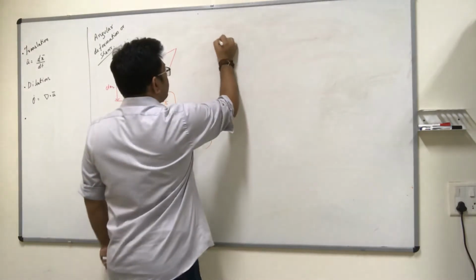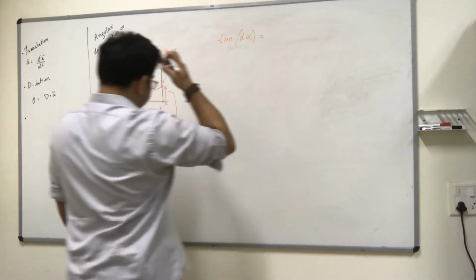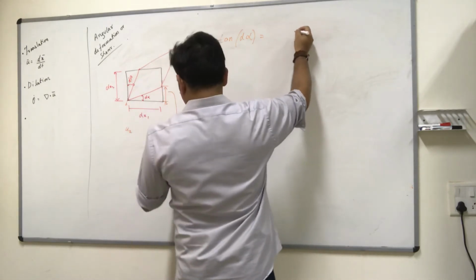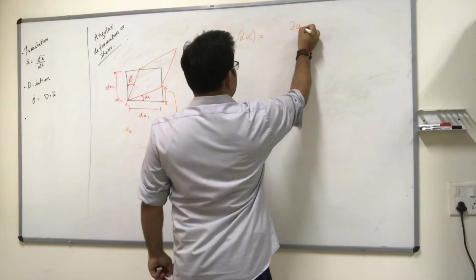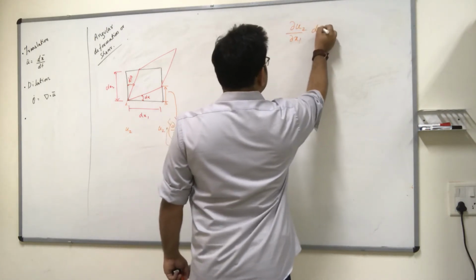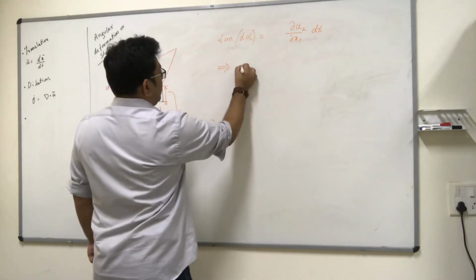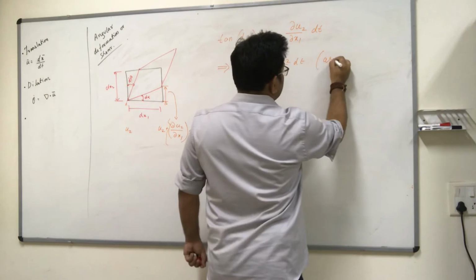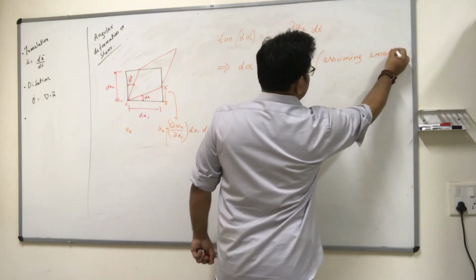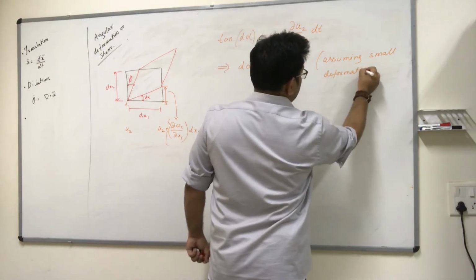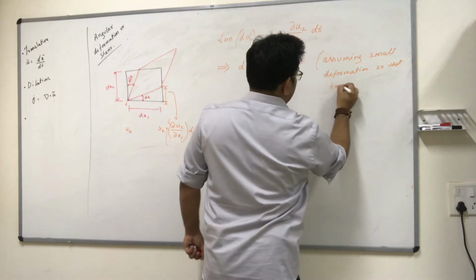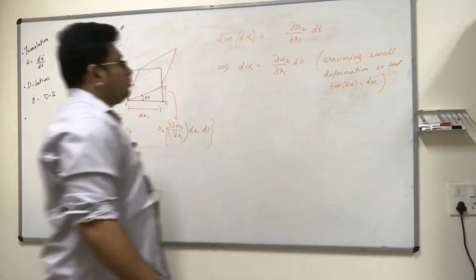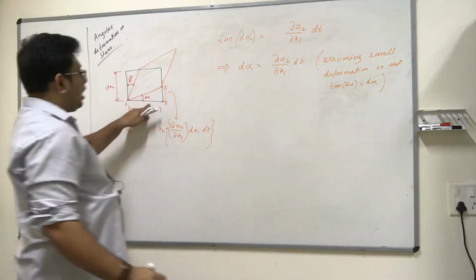So what is my tangent of d alpha? My tangent of d alpha is simply this quantity here, del u2 by del x1 into dt, which implies my d alpha is equal to, assuming very small deformation, so that tan d alpha equals d alpha. Okay, so I've taken care of this particular angle.